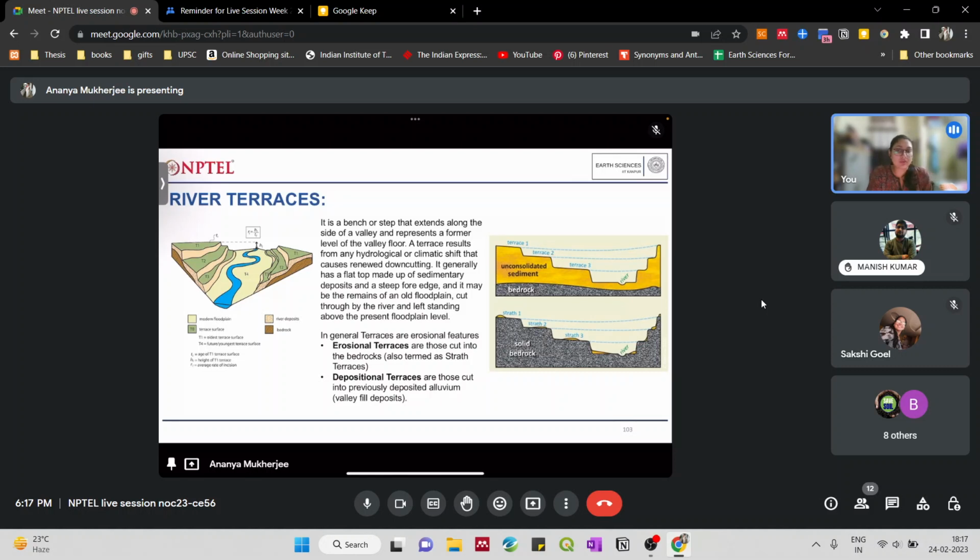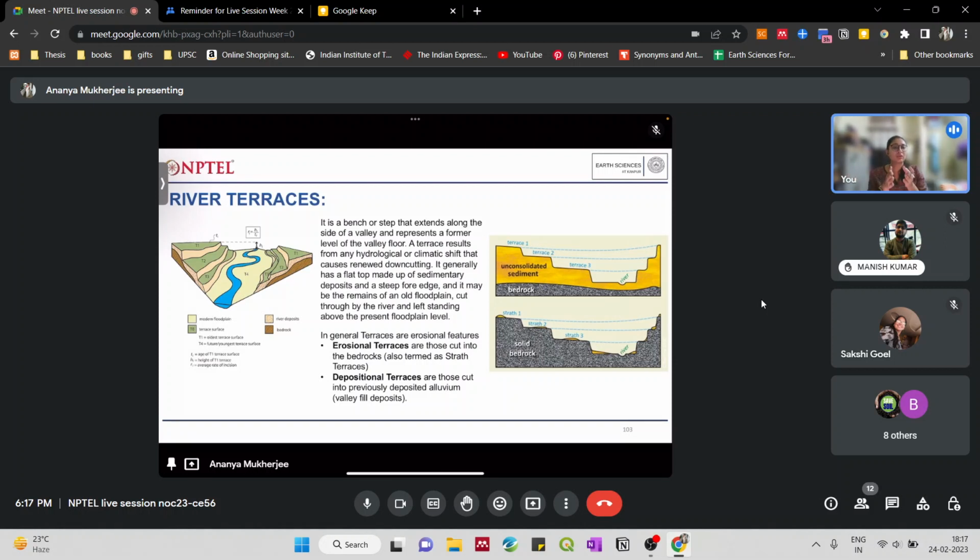So what are river terraces? They are step-like features that are seen at the sides of a river valley. One step is going to represent a former level, a past level of the river valley, so it will shift with respect to the stream that is flowing. It might happen that due to uplift, the area next to the river, or on the sides of the river, will be uplifted.